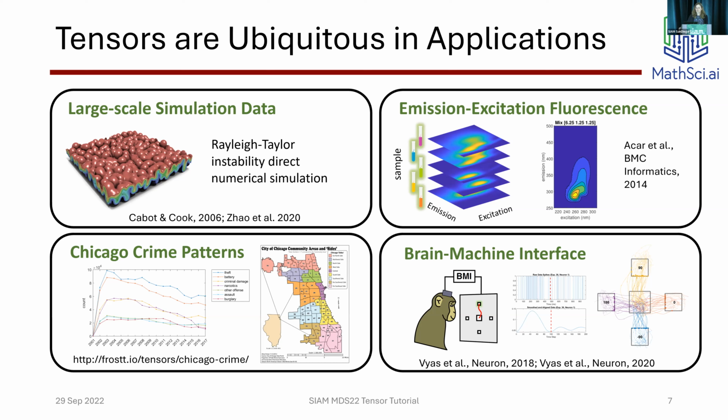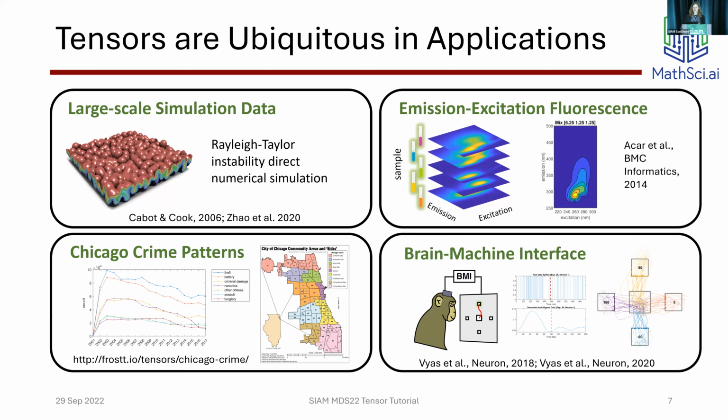One is a large-scale simulation data set that is a 3D grid of data and a density measurement at each point in the grid. So this is something like you might get out of scientific simulation data. We have some data from chemistry, fluorescence data. We'll talk about that more later. We have discrete data, Chicago crime patterns. So where are crimes happening in the city and when and what types of crimes. And then we have data from neuroscience, a collection of the neural activity of a monkey performing a task using a brain-machine interface. These are just a few examples and ones that you'll be able to get your hands on in this tutorial.